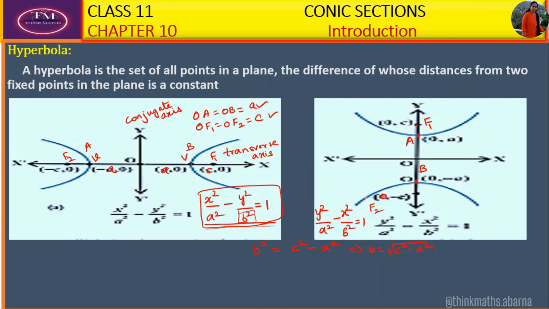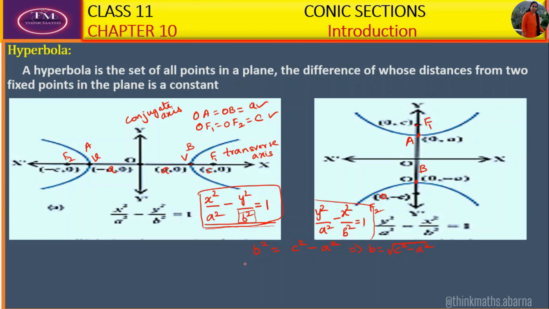If the mouth is wide open on the y-axis, then the equation of the hyperbola is y square by a square minus x square by b square equal to 1, where b square equal to c square minus a square.